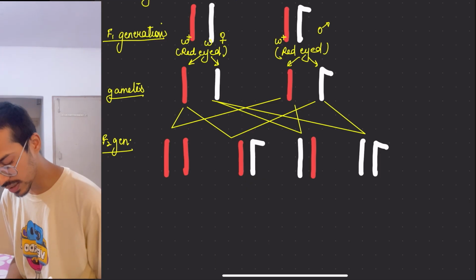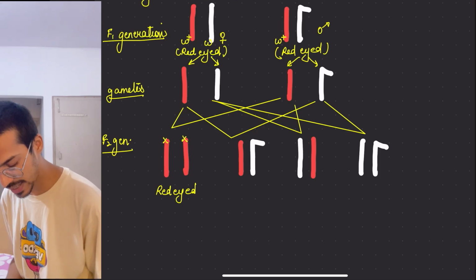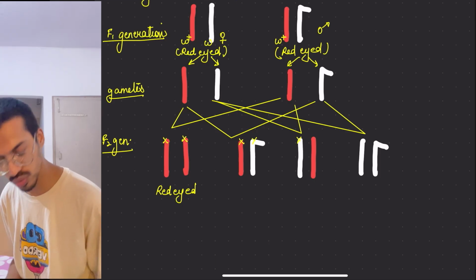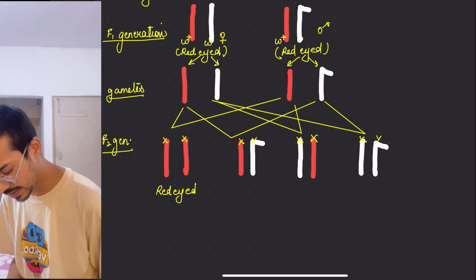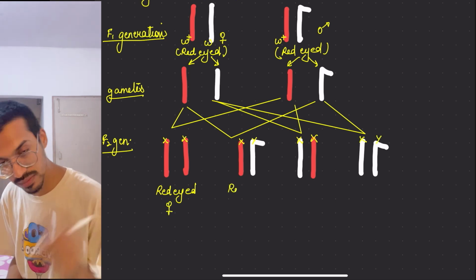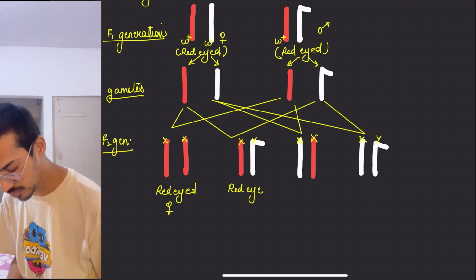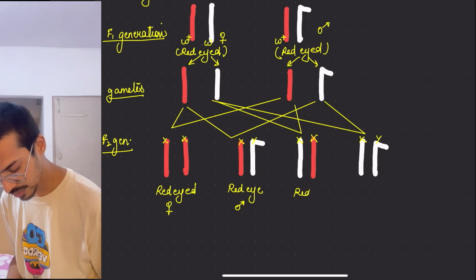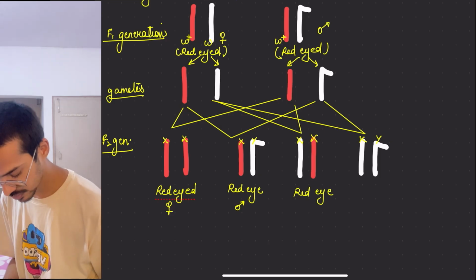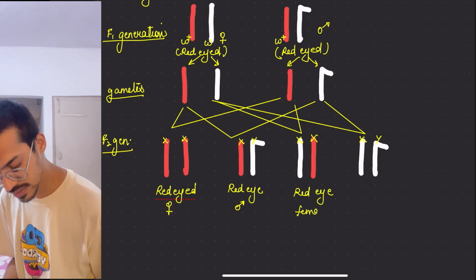What 4 options? This is a red-eyed female, because this is XX chromosome. This is XY chromosome, XX chromosome, XY chromosome. Okay, so this is a red-eyed female. This is a red-eyed male because a male is there. This is a red-eyed female, and this is a white-eyed male.